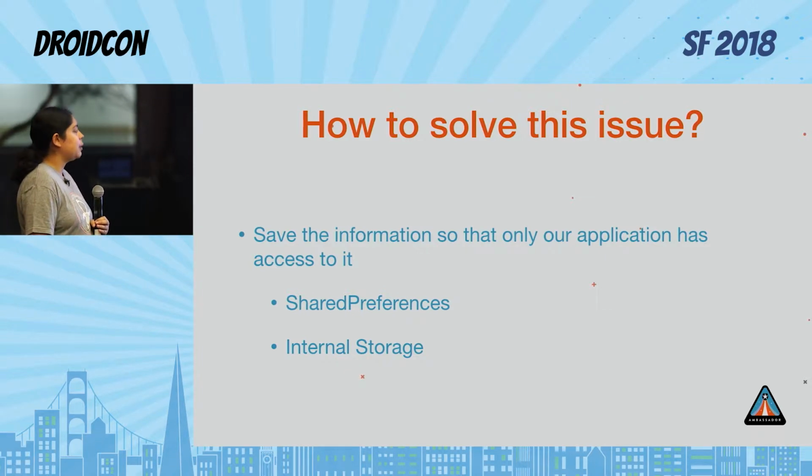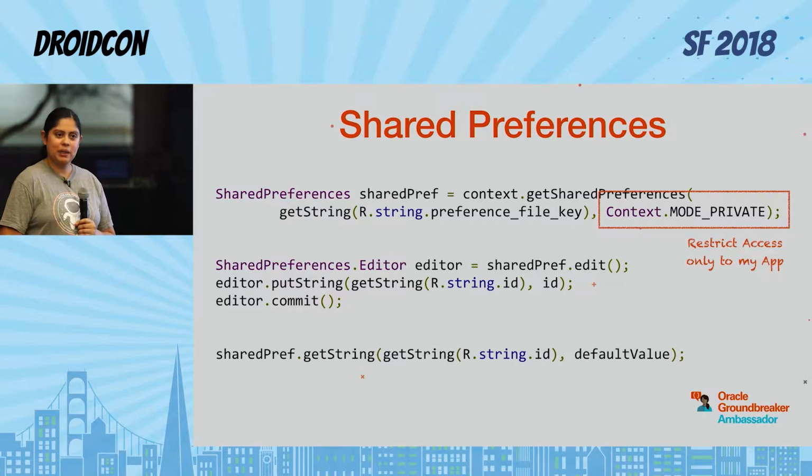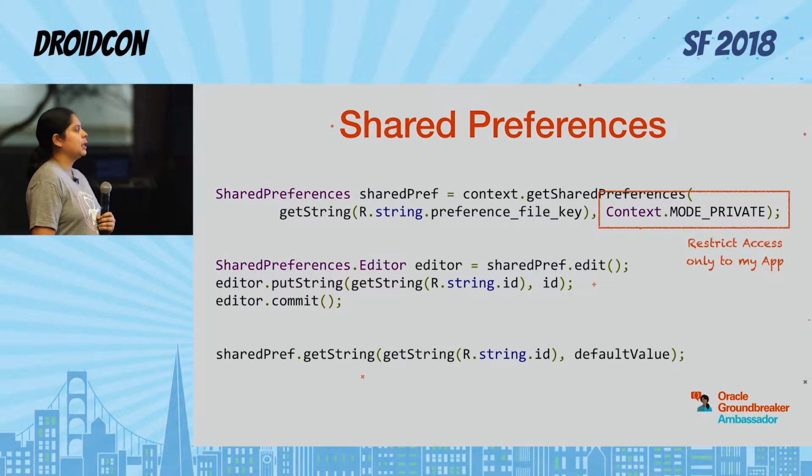So we can use shared preferences or internal storage. If I am using shared preferences, this is a way to use them. And I think that the issue, if I am not saving shared preferences with only my application having access, is because I just copy-pasted from tutorials. So I need to restrict access only to my app. This is really simple, but it's a common mistake.